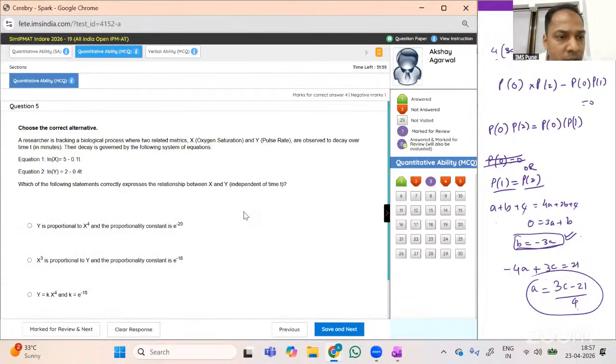Not very straightforward. A researcher is tracking a biological process where two related metrics, oxygen saturation and pulse rate, are observed to decay over time in minutes. The decay is governed by the following system of equations. ln x is equal to 5 minus 0.1t. ln y is equal to 2 minus 0.4t. Okay, proportionality constant. Okay, fine.